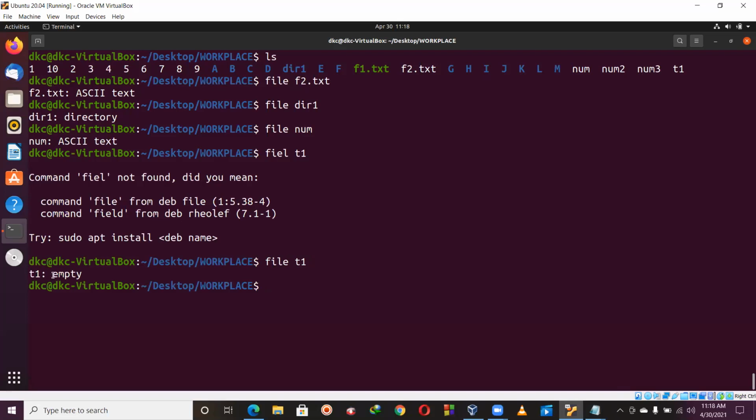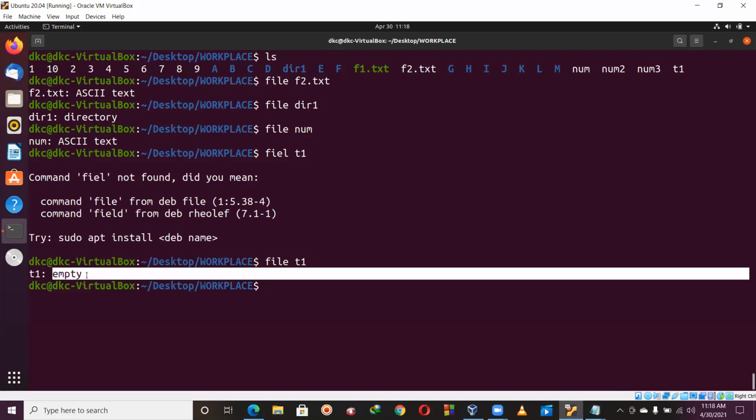Well, it is showing empty. Got it, all of you? Clear? Okay. Yes, sir. It doesn't contain any information. Okay, so it is useless to say it is ASCII.